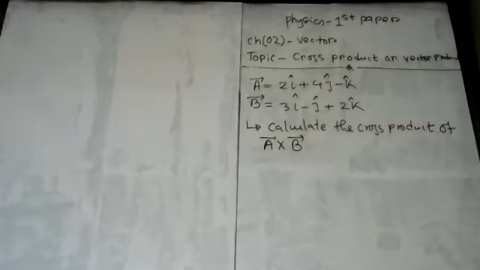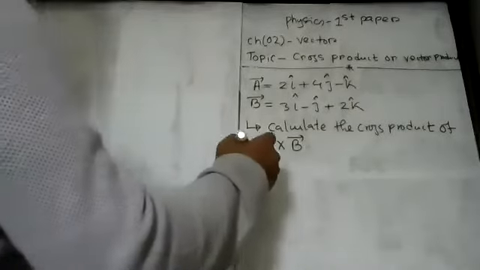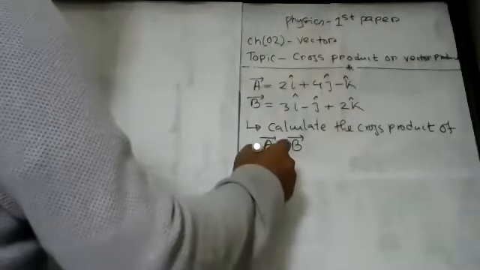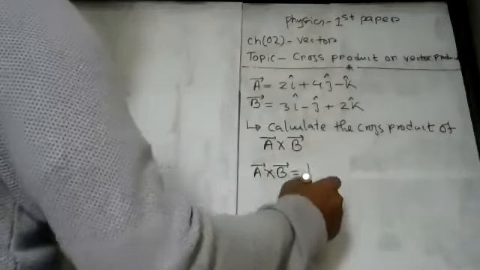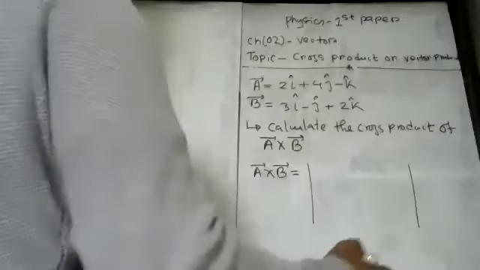My dear student, calculate the cross product of vector A cross vector B. Let's see, my dear student, what is the output of vector A cross vector B. To solve this question, at first, vector A cross vector B will equal to what?